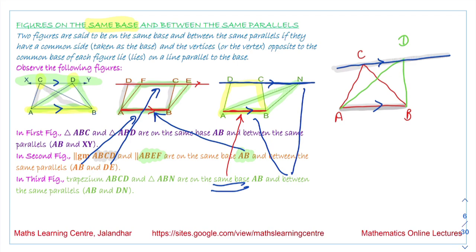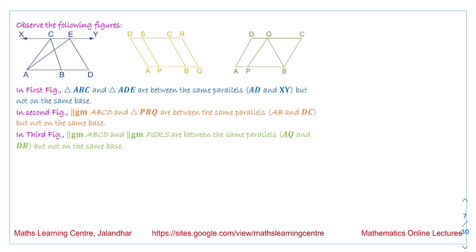Next, we are talking about these figures. In the first case, we are talking about the triangle ABC and the triangle ADE. If we are talking about these two triangles, this is our length AB over here. This is a line we are talking about, that is the XY line. We are saying these two lines are parallel to each other, and both these figures lie between the same parallels.